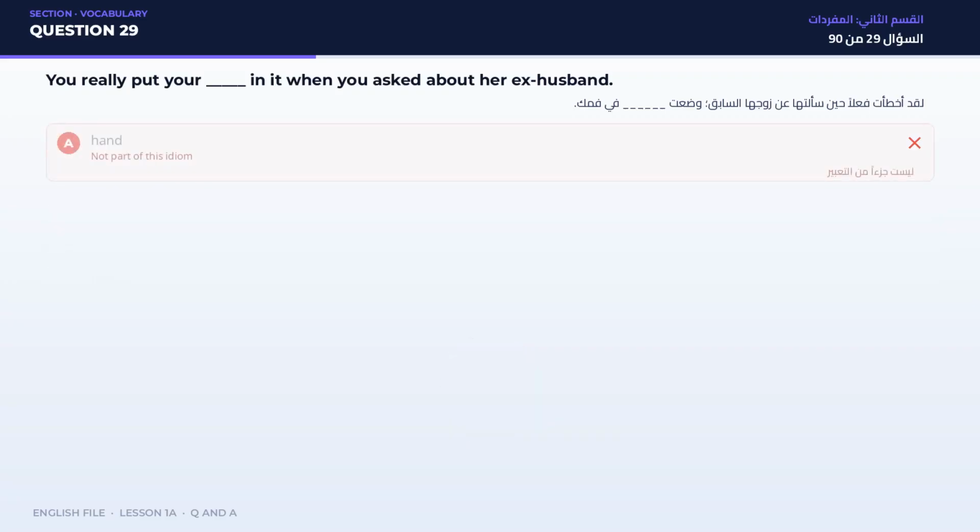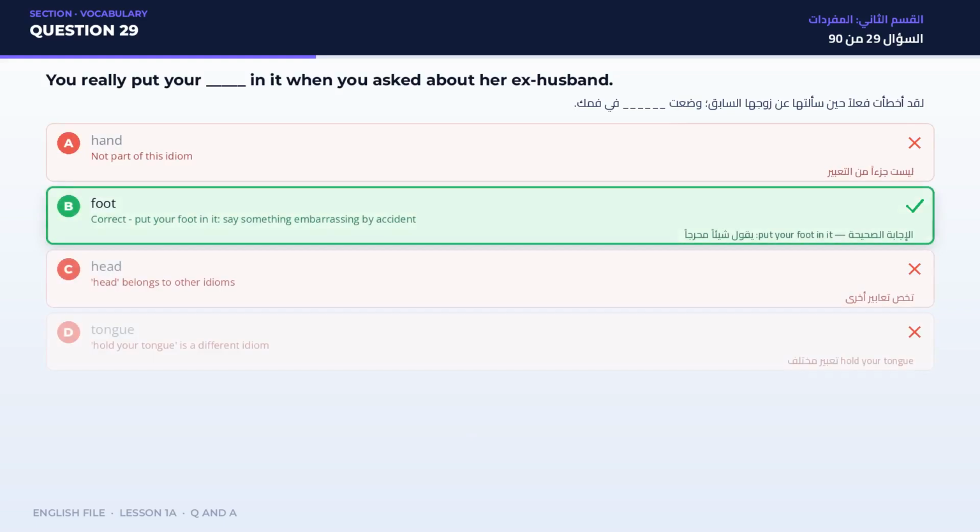The answer is B. Foot. Put your foot in it. Say something embarrassing by accident. Not A. Not part of this idiom. C. Head belongs to other idioms. D. Hold your tongue is a different idiom. Question 30.